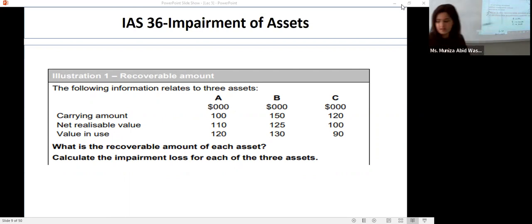Okay, it will be discussed. Have a look at this example once again, students, quickly. Please have a look at this question once again, students.